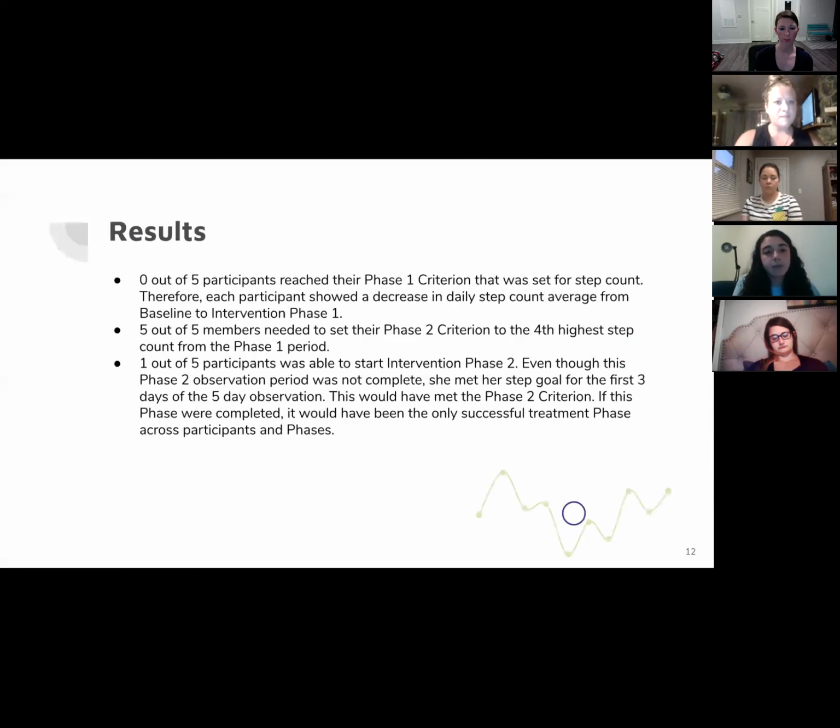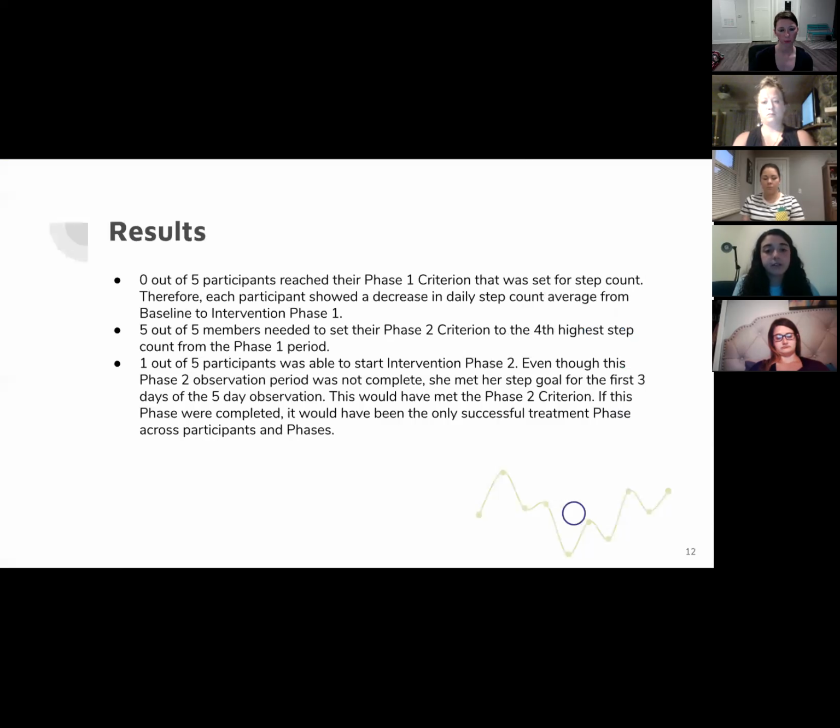However, our replicated study yields that the treatment was ineffective based on the data that we were able to collect. Our results showed that 0 out of 5 participants reached their phase 1 criterion that was set for step count. Therefore, each participant showed a decrease in daily step count average from baseline to intervention phase 1. 5 out of 5 members needed to set their phase 2 criterion to the 4th highest step count from the phase 1 period. 1 out of 5 participants was able to start intervention phase 2.